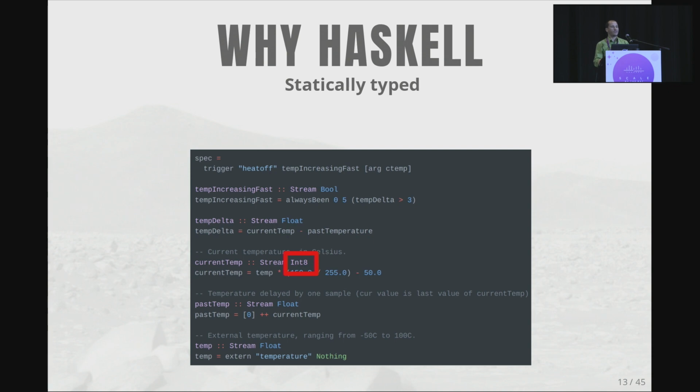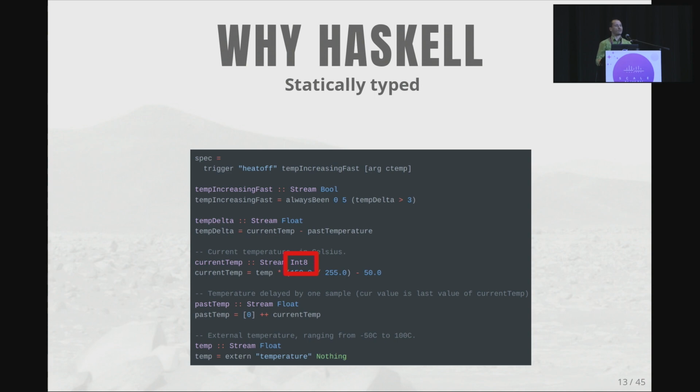Now, Haskell, how many people, out of curiosity, have used Haskell? I see 1, 2, 3, 4, 5. Okay, 6. So Haskell is a functional language, and it is statically typed. And if I had to pick one of those two features, I'd prefer that it be statically typed and strongly typed rather than functional, even though functional is great. And that's because of the assurance that it gives us.